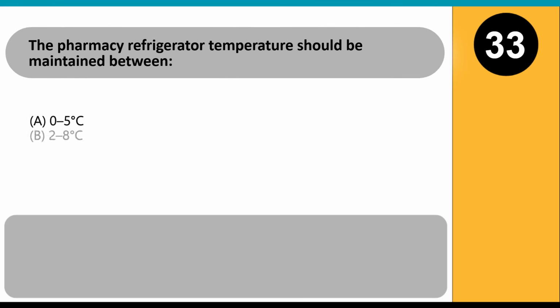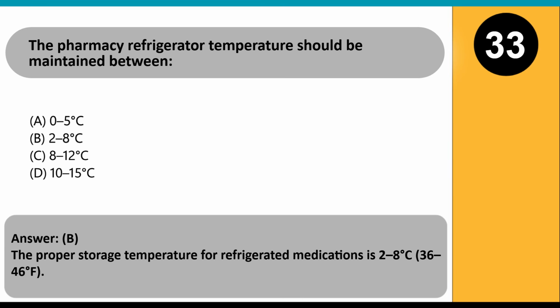The pharmacy refrigerator temperature should be maintained between A. 0 to 5 degrees Celsius. B. 2 to 8 degrees Celsius. C. 8 to 12 degrees Celsius. D. 10 to 15 degrees Celsius. Answer, B. The proper storage temperature for refrigerated medications is 2 to 8 degrees Celsius, 36 to 46 degrees Fahrenheit.